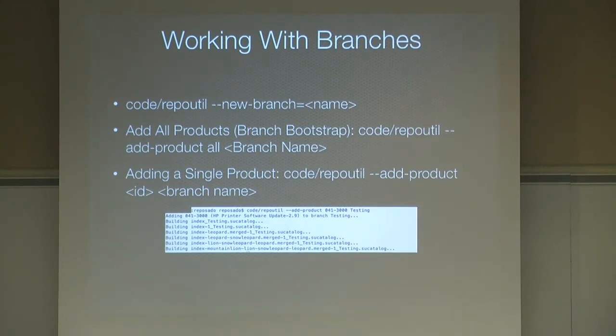To add a single product, you just run the add product. The ID, if you remember, it was that 04, it's actually this here. Typically it's like 041 something number, but you do that and the branch name. So if you're doing testing, you specify testing after that. That's actually what I did here.